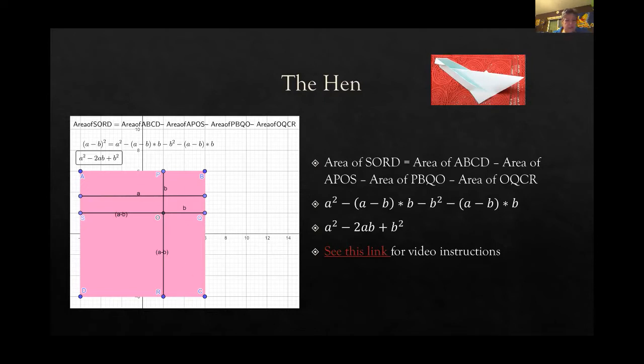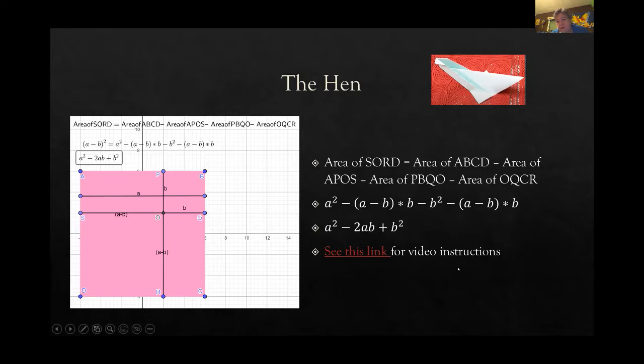You'll notice in the formula, we have an A squared. So A squared is one of the areas. A minus B times B and minus B squared, which is this OQRC, minus A minus B times B, which simplifies, believe it or not, into the fold of A squared minus twice AB plus B squared. And I too share a link here for how to understand the connections between the fold and, once you unfold the hen, what it looks like and how you calculate the FOIL.